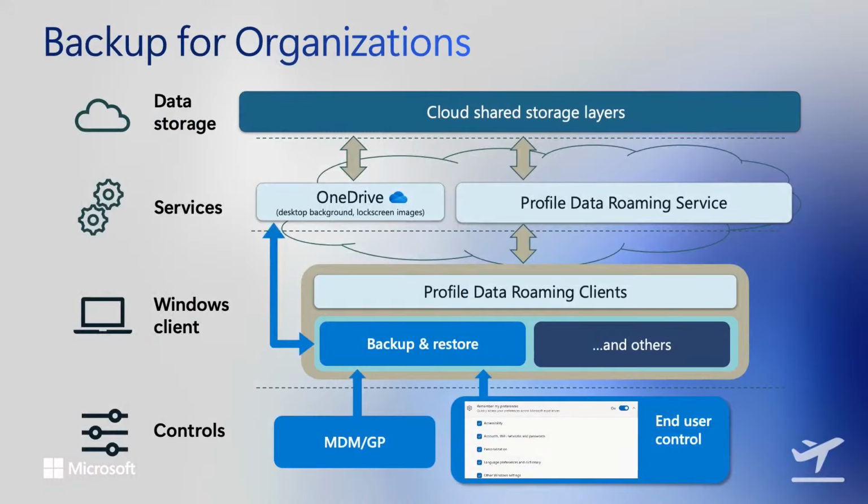This slide highlights where data is stored for backup and restore. Backup and Restore stores data in 2 locations, OneDrive and the Profile Data Roaming Service. OneDrive is used to store the desktop background and lock screen images for the user. Those images are stored in the user's Pictures KFM folder. The remaining data, including the user's Microsoft Store app list, are stored in the Profile Data Roaming Service.